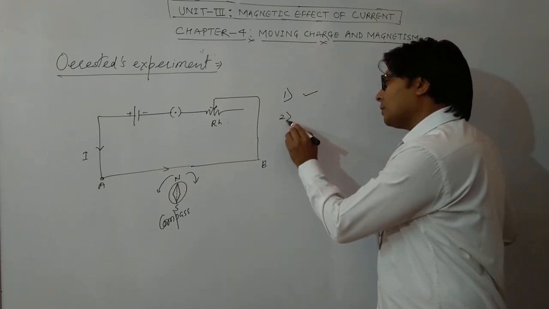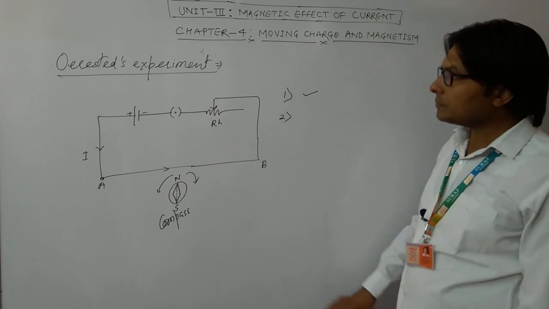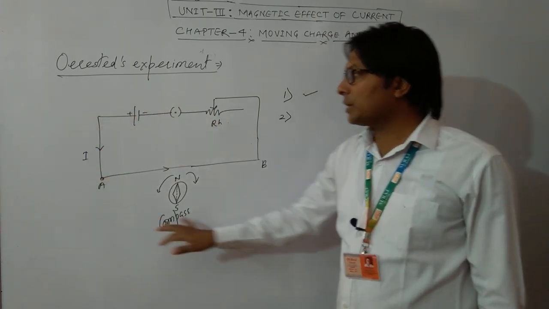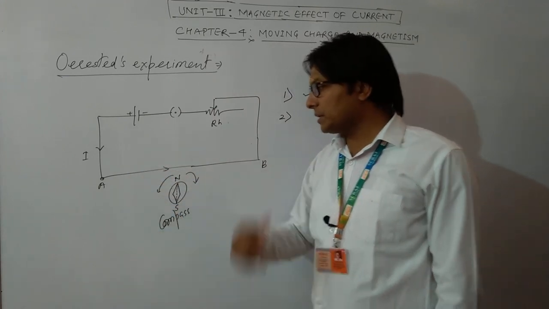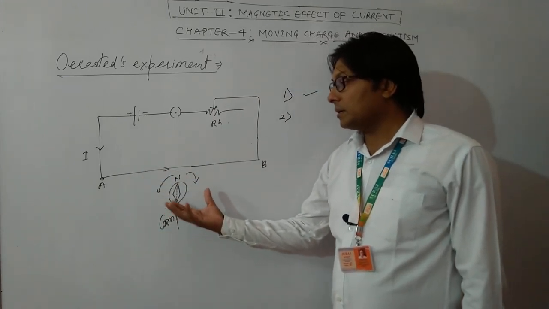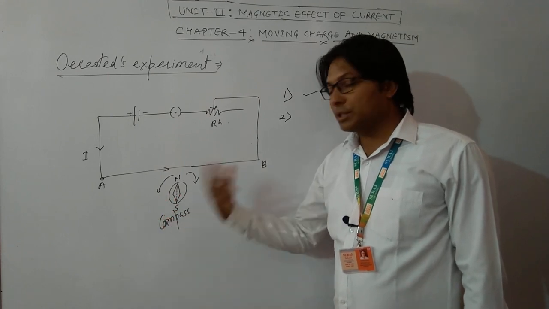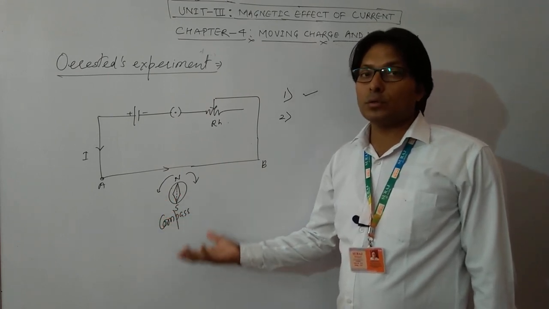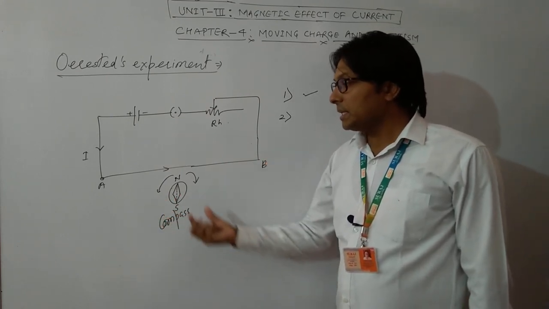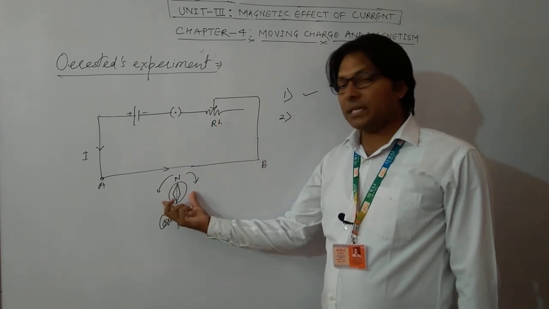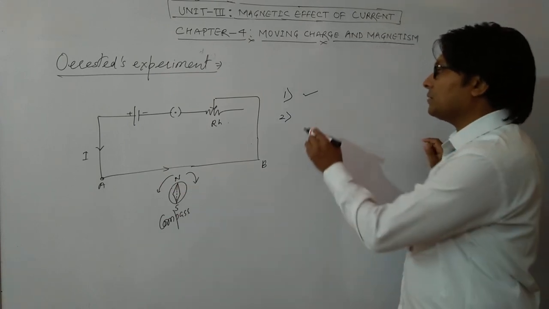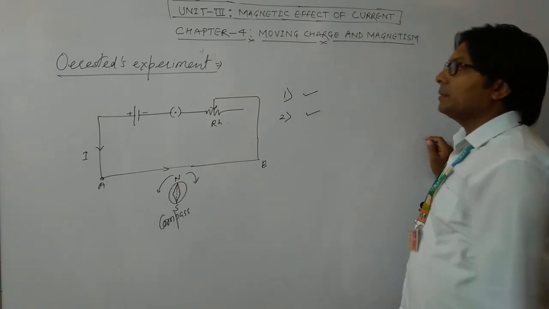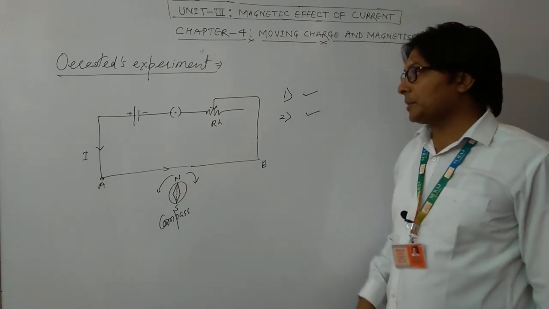Now we come to the second conclusion. As we change the direction of current, the direction of deflection also changes. That means the direction of the magnetic field depends on the direction of current. That was the second conclusion made by Oersted in his experiment.